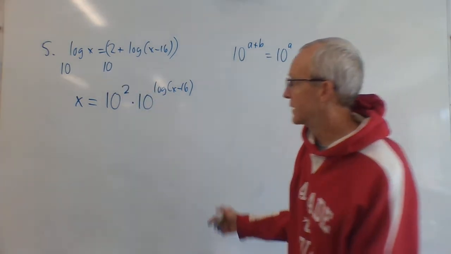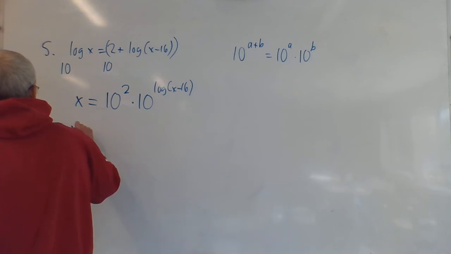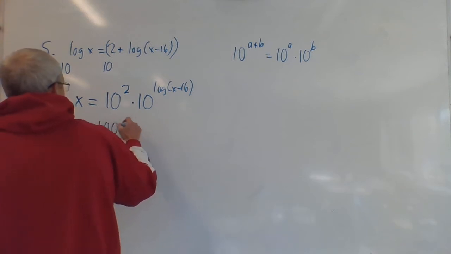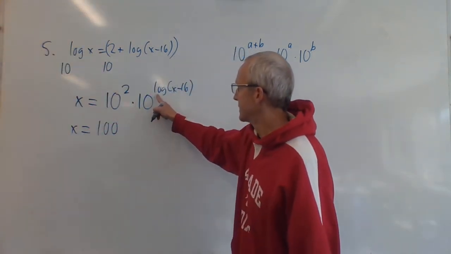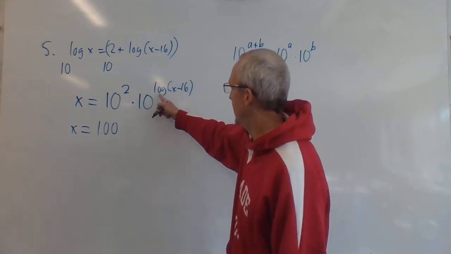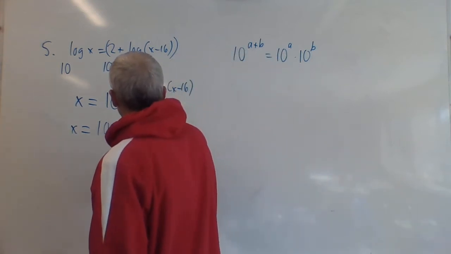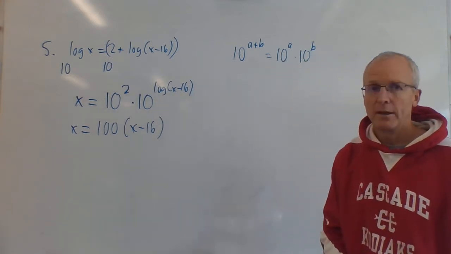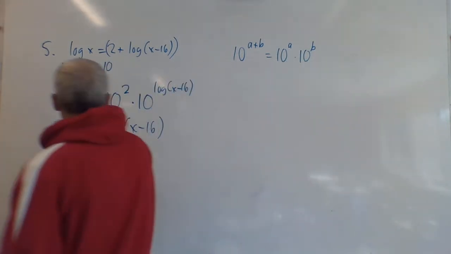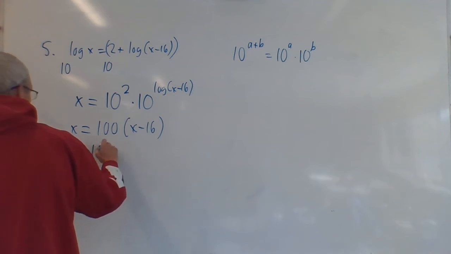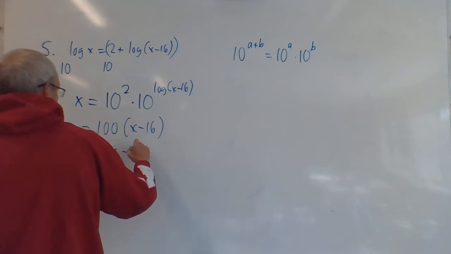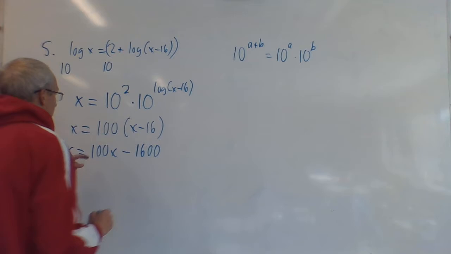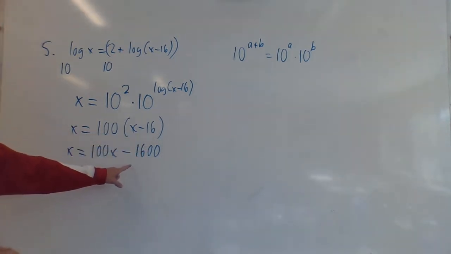Okay, now it should look clear what to do. So 10 squared is 100, that's 100, and 10 to the log, well, that cancels. That's the whole idea. Power to log, they cancel, so that's x minus 16. 10 to the log cancel, we're just left with the x minus 16. Okay, now it looks like a very doable problem. x is equal to 100x minus 1600. I think 100, 2 zeros, yep, that's right.